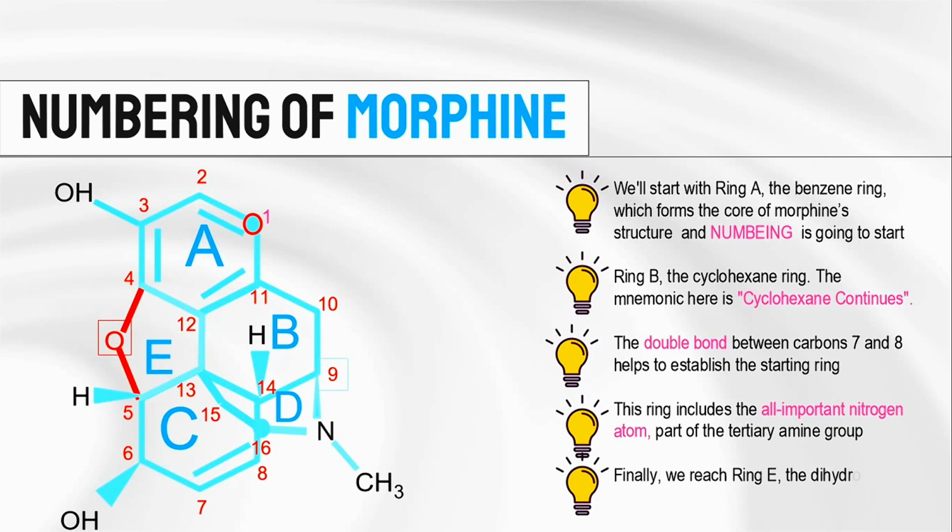Finally, we reach ring E, the dihydrofuran ring. The mnemonic to remember is end with ether. This ring completes the morphine molecule's structure. Continue the numbering sequence from the piperidine ring to the dihydrofuran ring.